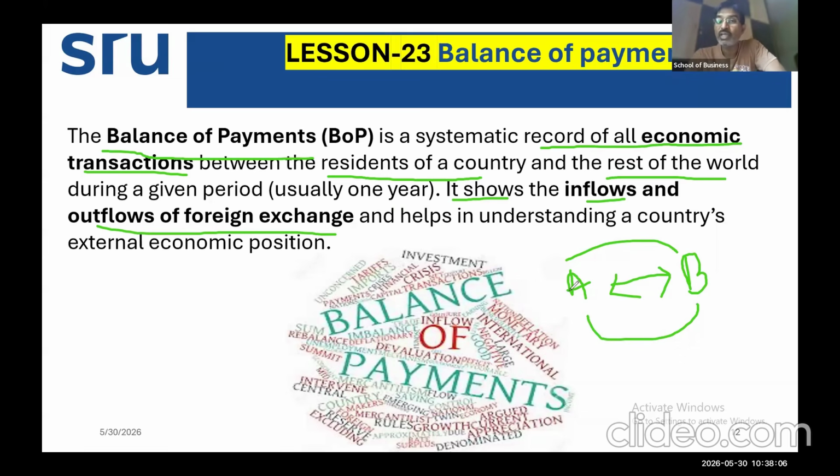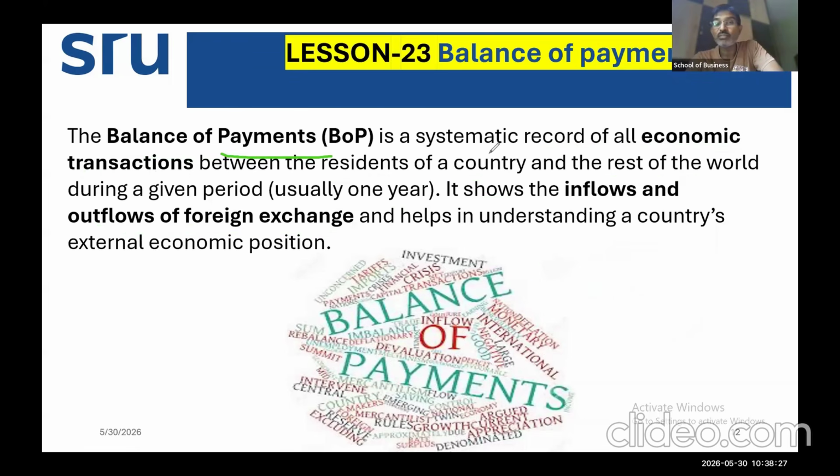For example, A is India and B is USA. Between these two countries, the trade is taking place, either imports or exports. The dollars will flow to India and the Indian currency will flow to America, and vice versa. Now, what is most important, you need to understand the definition: the balance of payments is a systematic record. I said it's a double entry system.